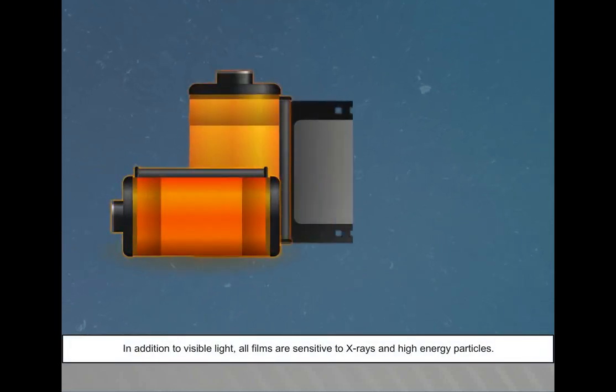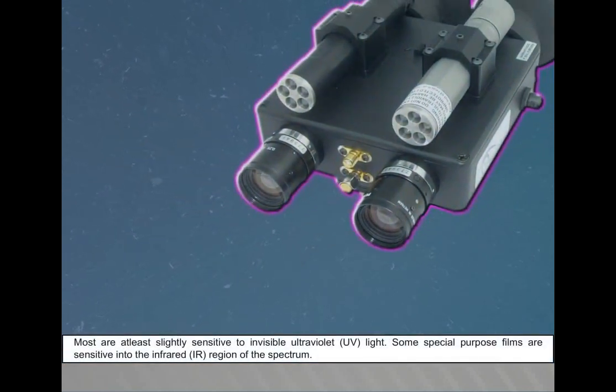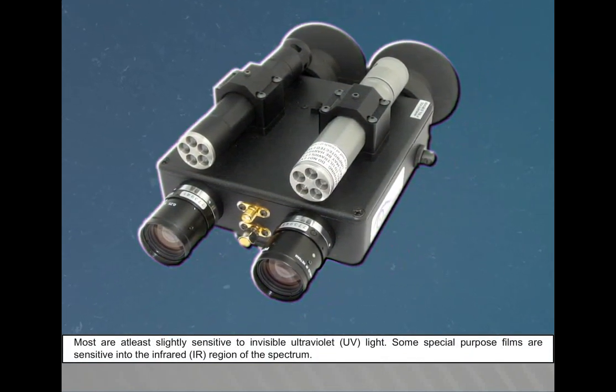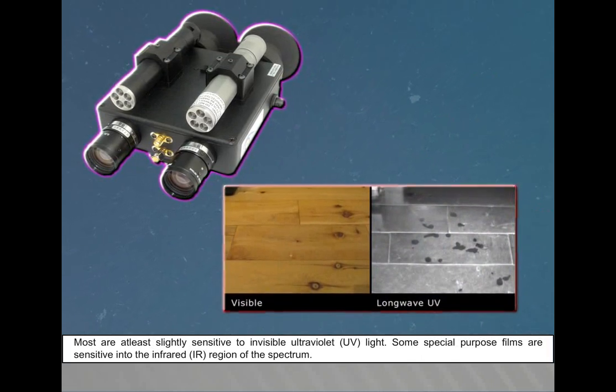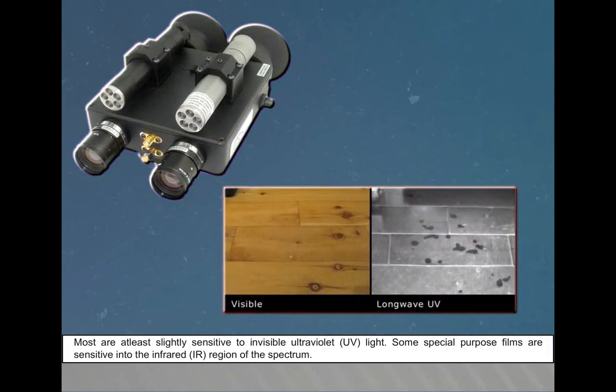In addition to visible light, all films are sensitive to X-rays and high-energy particles. Most are at least slightly sensitive to invisible ultraviolet, that is UV light. Some special purpose films are sensitive into the infrared, that is IR region of the spectrum.